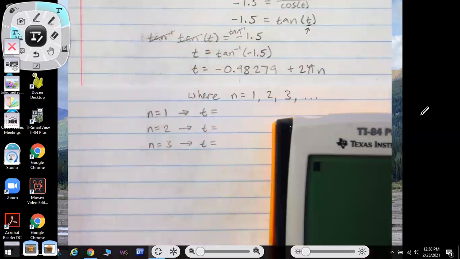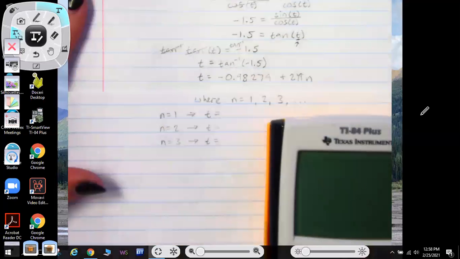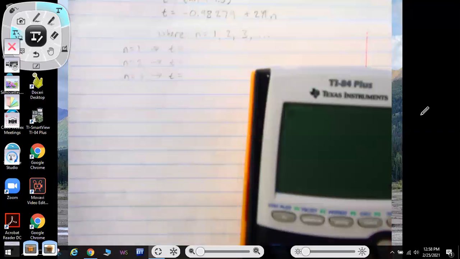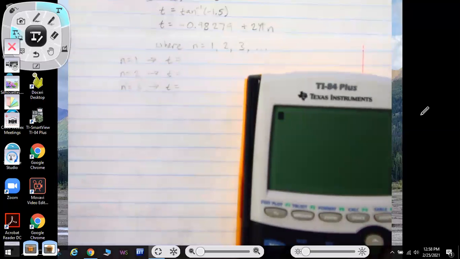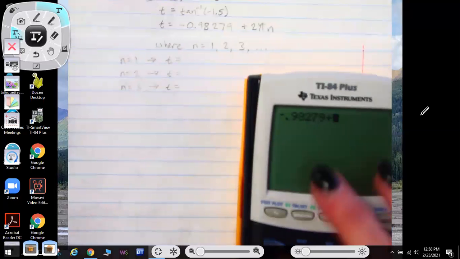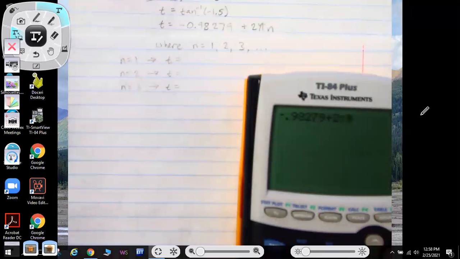So when n equals 1, I've got t, which is negative 0.98279 plus 2 pi. We get 5.30040.